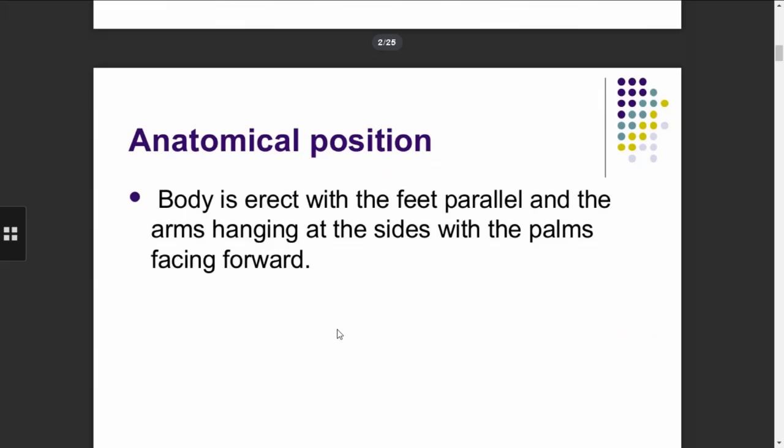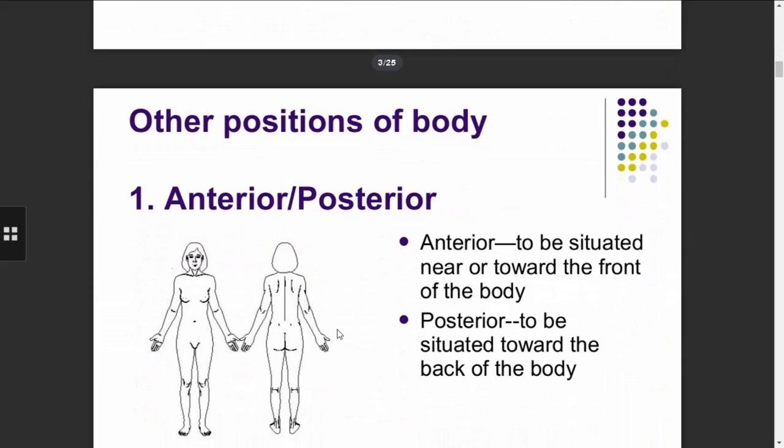Anatomical position. First of all, we have to consider a standard position to define the parts of a human body. What is anatomical position? Your body should be erect with feet parallel and arms hanging at the sides, and your palms should be facing forward. There are many other positions of the body that we will discuss.